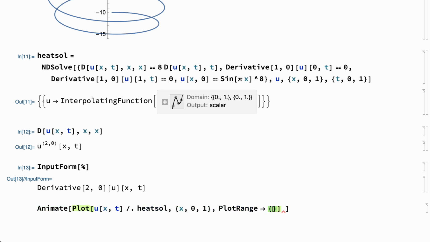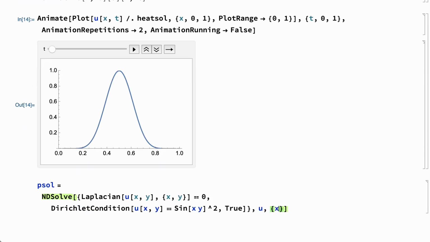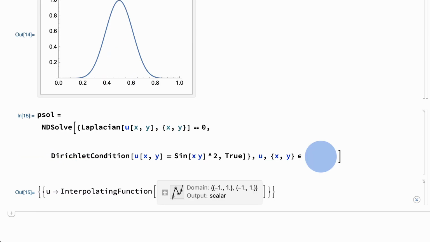This input uses Animate to plot that solution as a function of the position variable x and with the time variable t as the animation variable. The solution in this example could represent diffusion or the redistribution of heat as a function of time. There are several functions and tools to make it easier to enter common partial differential equations. For example, this input gives a solution for a partial differential equation called Laplace's equation in 2 dimensions.